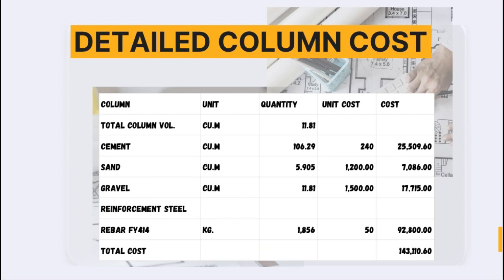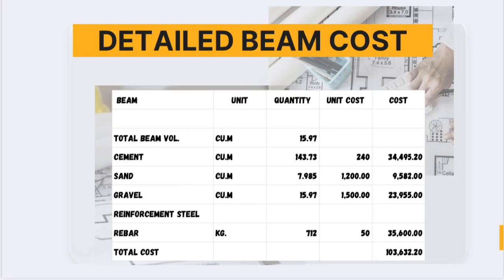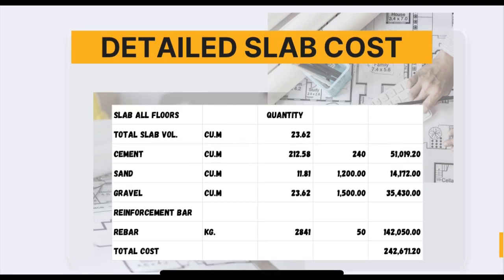This is the total breakdown of cost for column. This is for the beam. And this is the total cost of slabs on all floors.